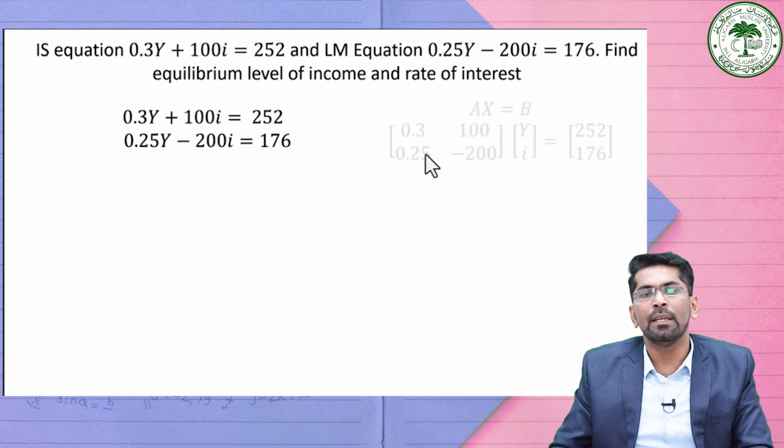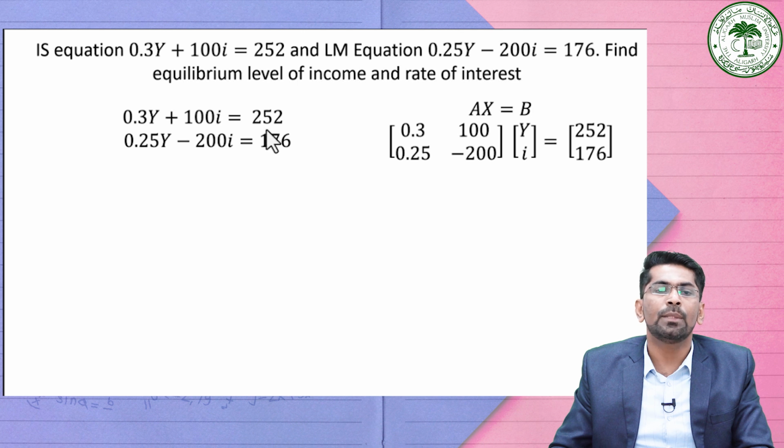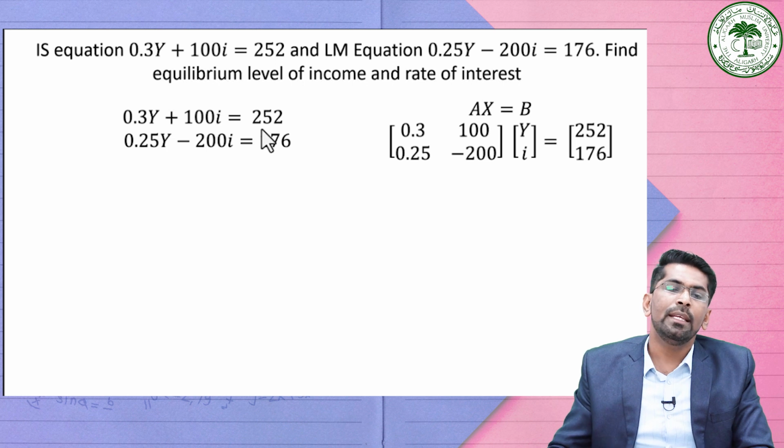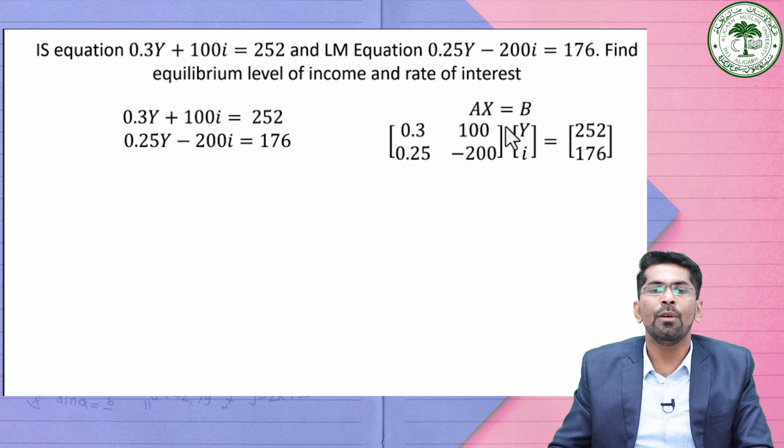The first step is to write this particular system of linear equations in the form of Ax is equal to b. Here A is the coefficient matrix of the given variables, that is 0.3, 100, 0.25 and minus 200, into the x variables. Here the variables are y and i, so I am putting them in brackets, y and i, which is equal to the constant matrix B, which is 252 and 176. So we have the AX is equal to B format.